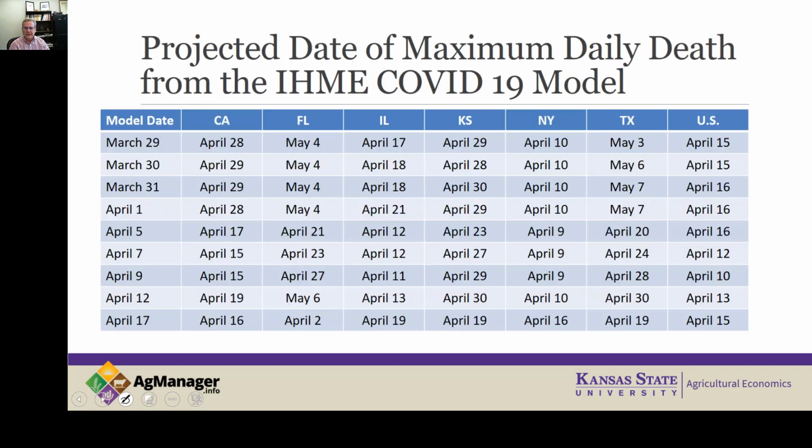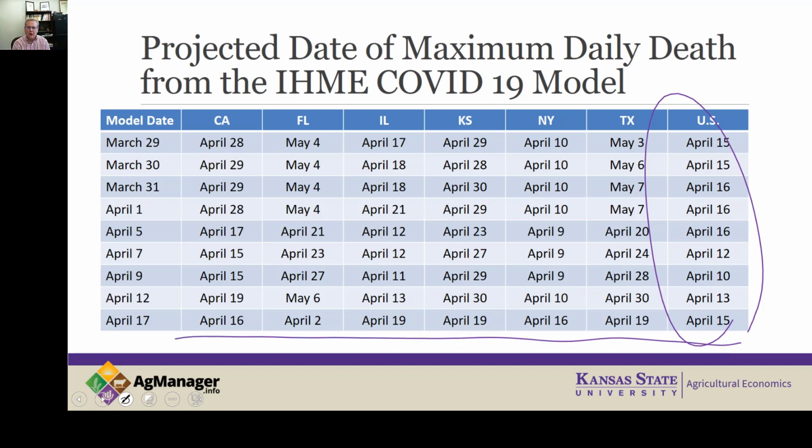One of the things, and again, these slides are available on agmanager.info, is you can look at when the peak date was going to be. For example, for the U.S., it ranged from April 12th to April 16th. If you look at these models, in terms of the last model, basically all 6 of the states plus the U.S. are past the peak.